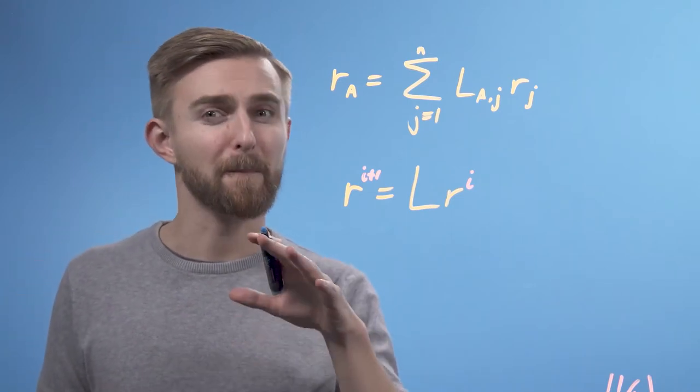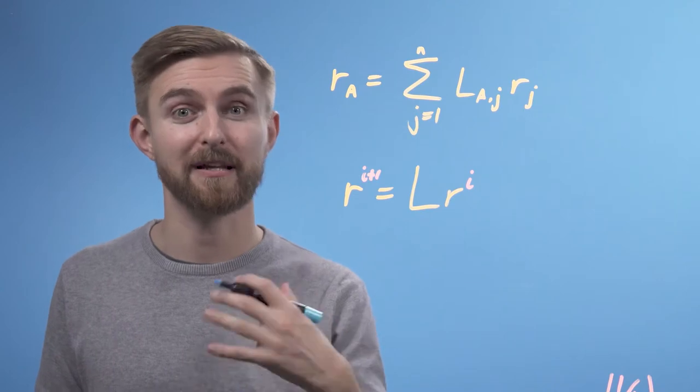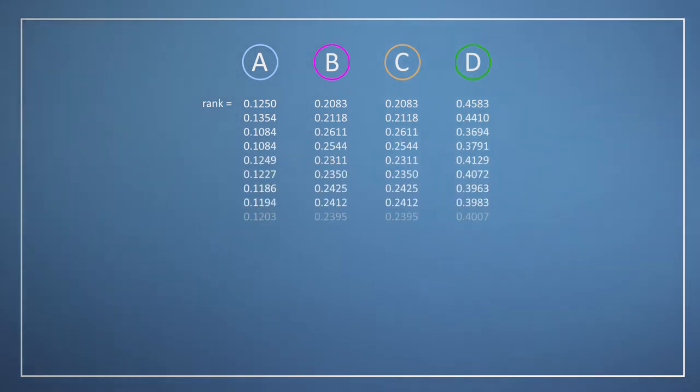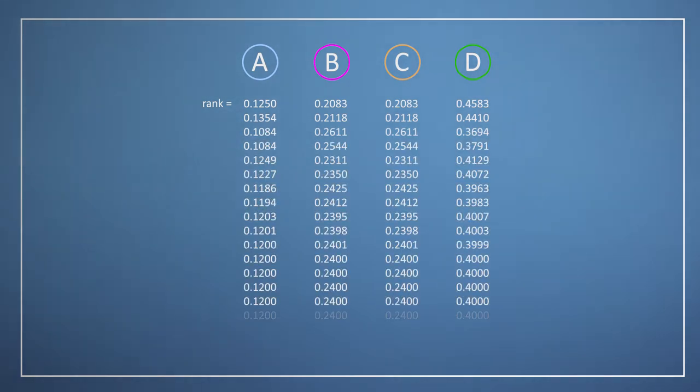So, now that we have an equation, and hopefully some idea of where it came from, we can ask our computer to iteratively apply it until it converges to find our rank vector. You can see that although it takes about 10 iterations for the numbers to settle down, the order is already established after the first iteration. However, this is just an artifact of our system being so tiny.